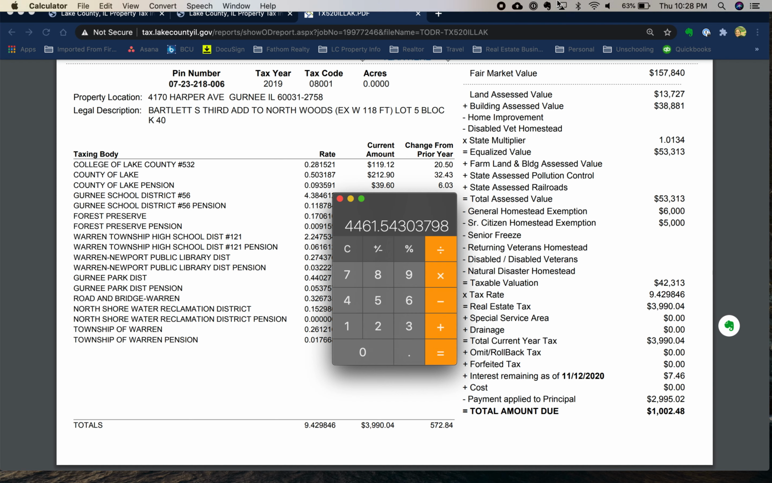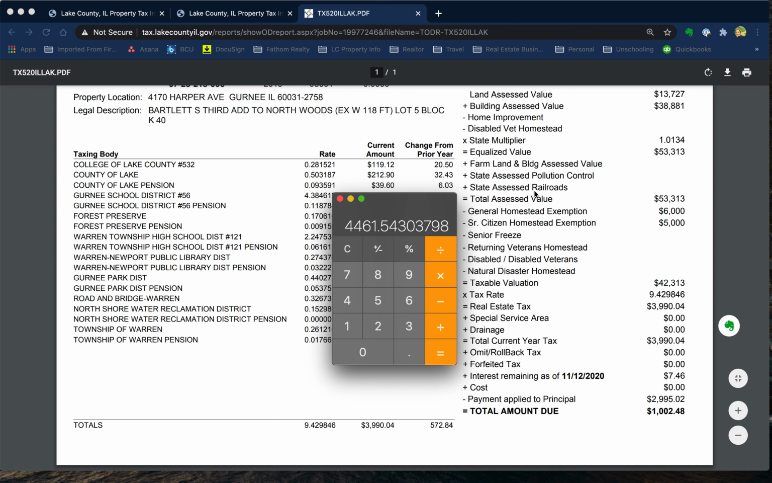So that's how you figure out how to remove a senior citizen homestead exemption from a tax bill so you can get an idea of what the taxes would be.